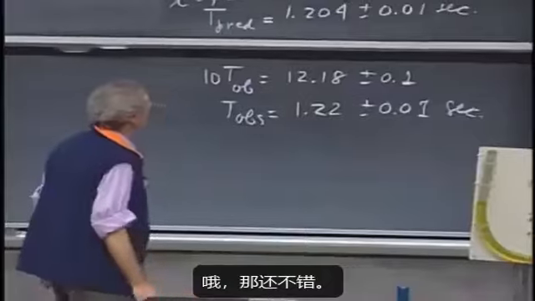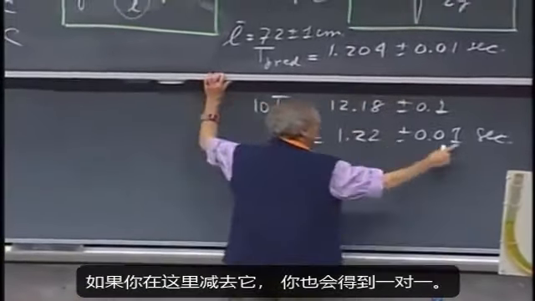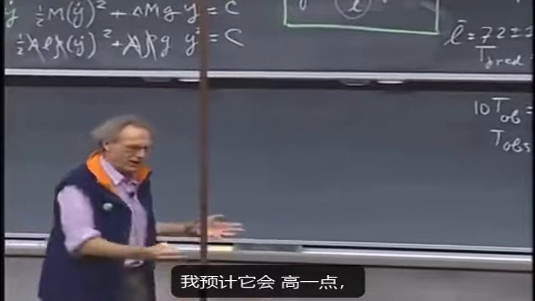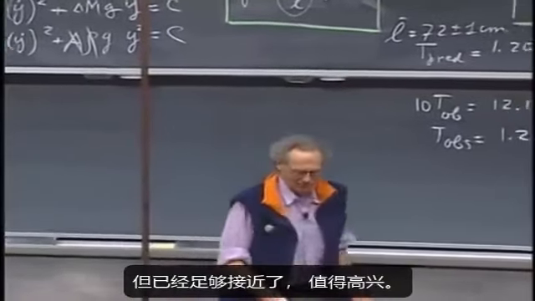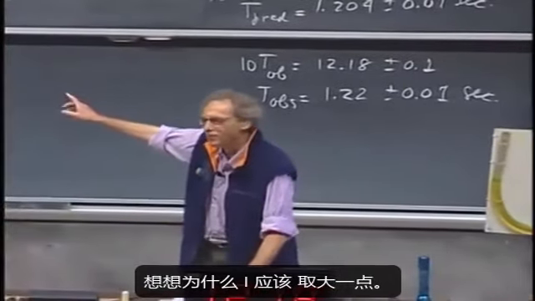Oh, that's not bad. Actually, there is an overlap. If you add this 0.01 here, you get 1.23. And if you subtract it here, you get also 1.21. So it's not bad. I expected it to be a little higher, but close enough to be happy. Think about why L should have been taken a little larger.